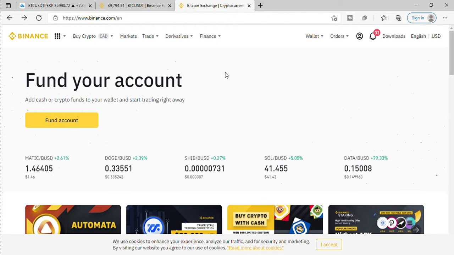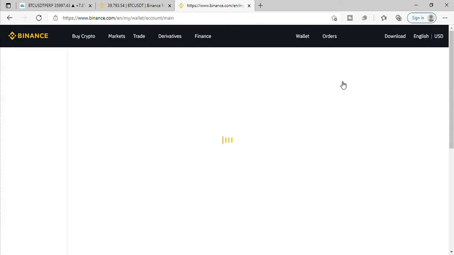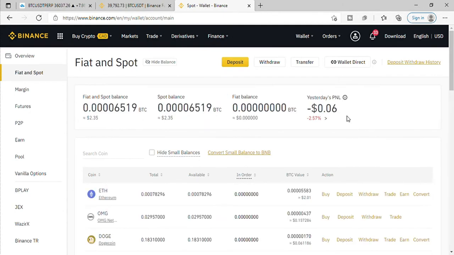Now, when you are ready to trade, you need to have money in your account. You cannot trade without having any money. To deposit money in your account, you can go to wallet here at the top right, and there will be a drop down menu where you select fiat and spot. When you are at the fiat and spot section, you can select deposit. This is a whole other process which I'm not going to walk you through in this video today. I just want to show you exactly how you can trade using the Binance future setting.